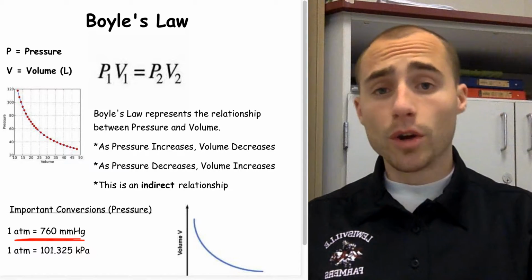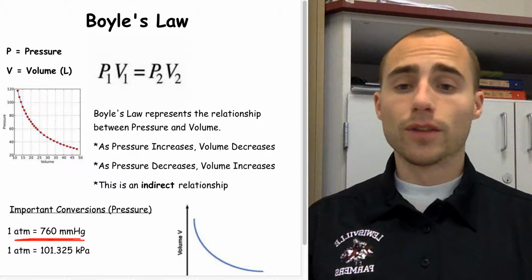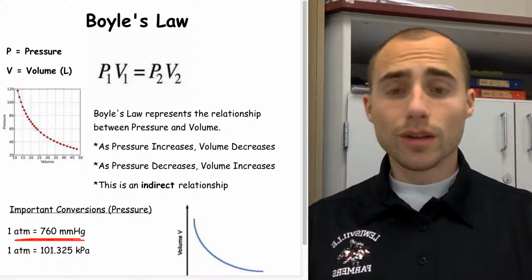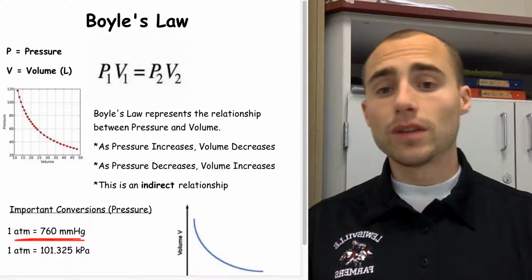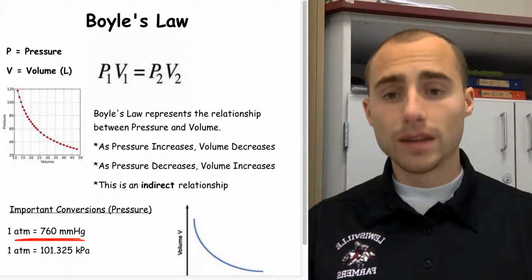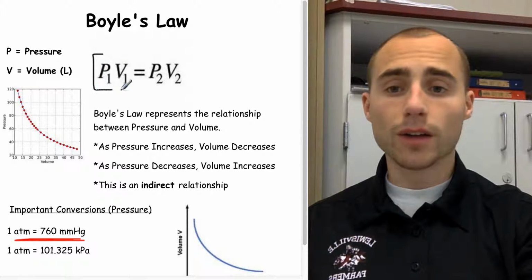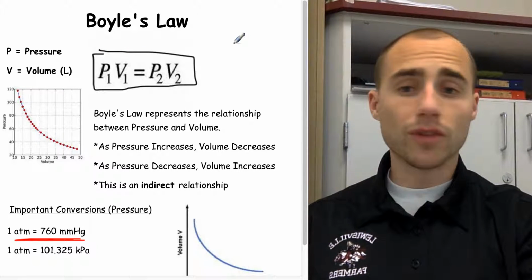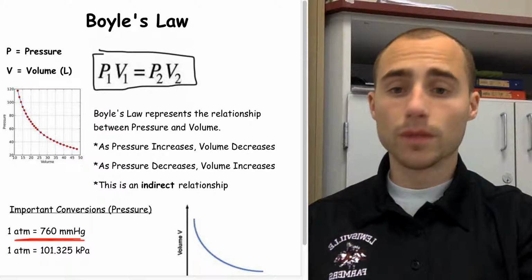Boyle's law is the only one that is indirect or inverse. It is not direct, meaning as pressure increases, volume decreases. As volume increases, pressure decreases. This is how you need to set it up. This is the only one that you're not going to cross multiply. You have to set it up just like this. There's no cross multiplication involved. Just P1 times V1 equals P2 times V2.